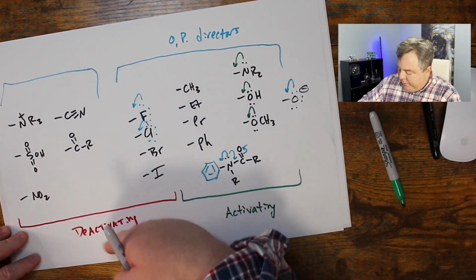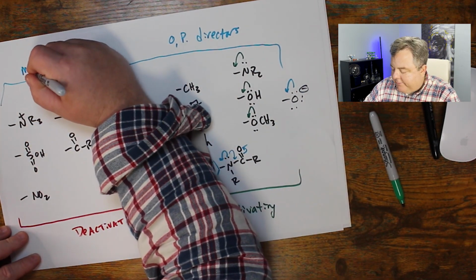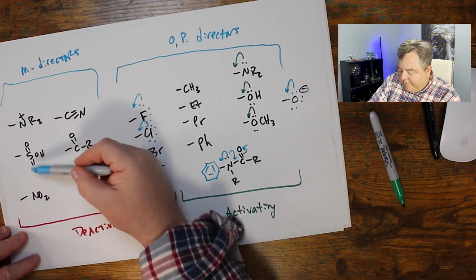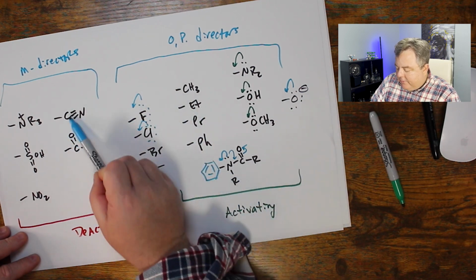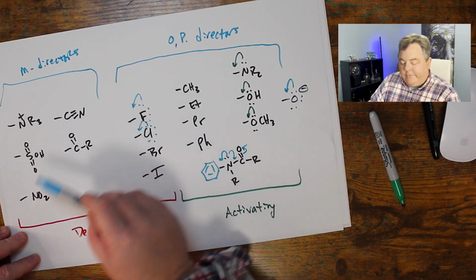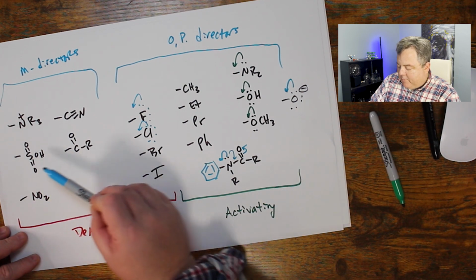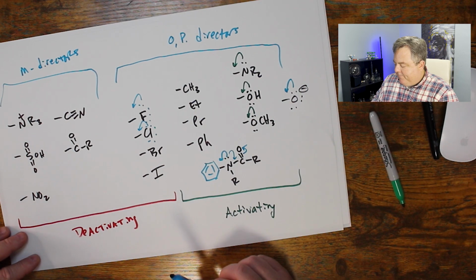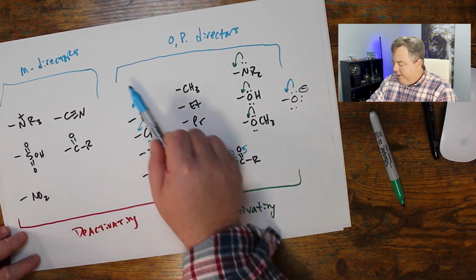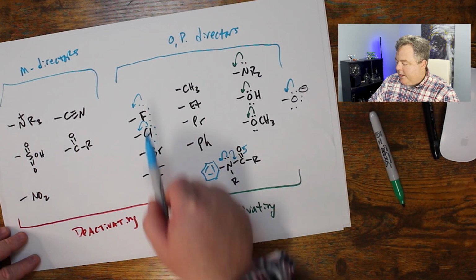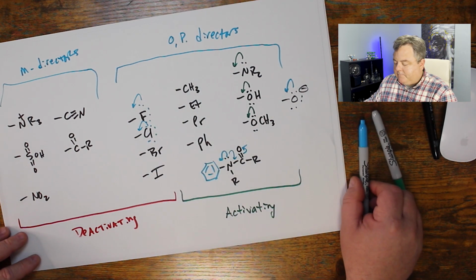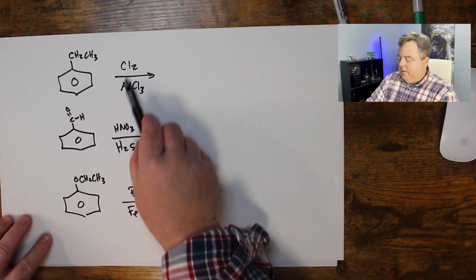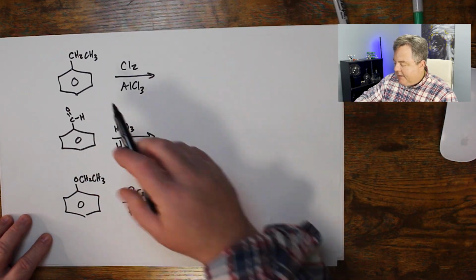All of these withdrawing groups that are deactivating are meta directors. So I'm looking for that double bond O thing, triple bond N, where I can pull the electrons away, N double bond O, S double bond O, positive nitrogen, meta directors, and deactivating groups. And the halides are the ones that are a little bit mixed of both. They pull electrons away, and they're ortho para directors. All right, let's just practice a few problems now. Let's see if we can predict the products of these reactions.